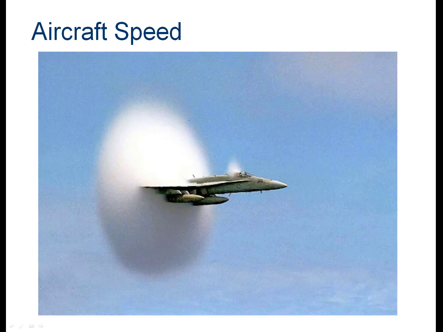So this prior picture right here is actually an F-18, and you'll see there's two areas of the airplane that have a pressure that is faster than the speed of sound. One is at the tail, the second is right behind that cockpit on the canopy.